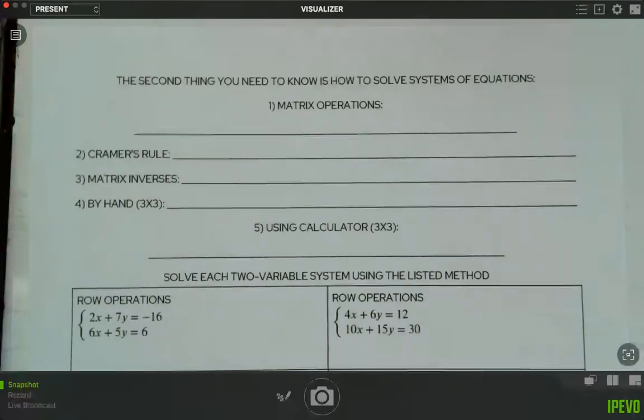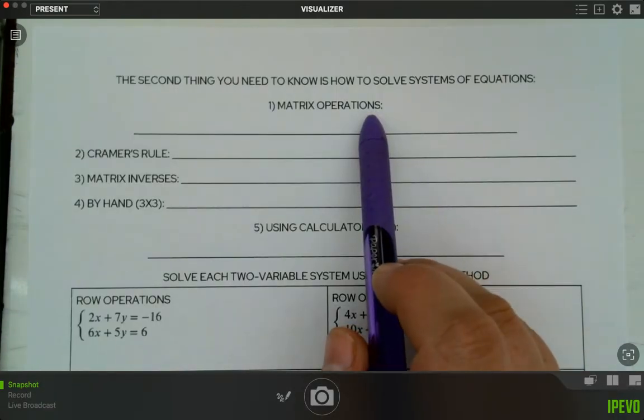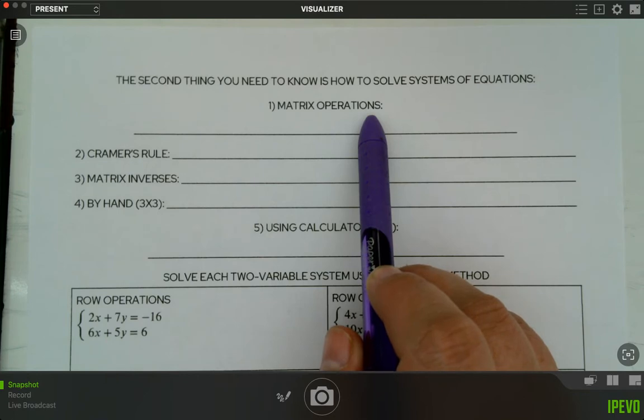So the second thing you need to know is how to solve systems of equations. And I'm really sorry, mine got a little messed up on this line. Yours is probably not like this.